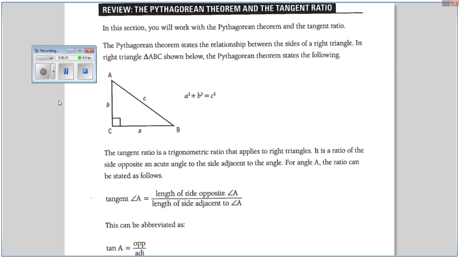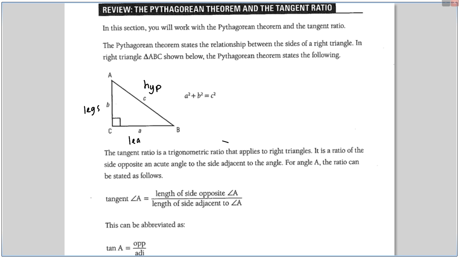A and b are the legs. C is the hypotenuse. Okay, so a and b are the legs, c is the hypotenuse.